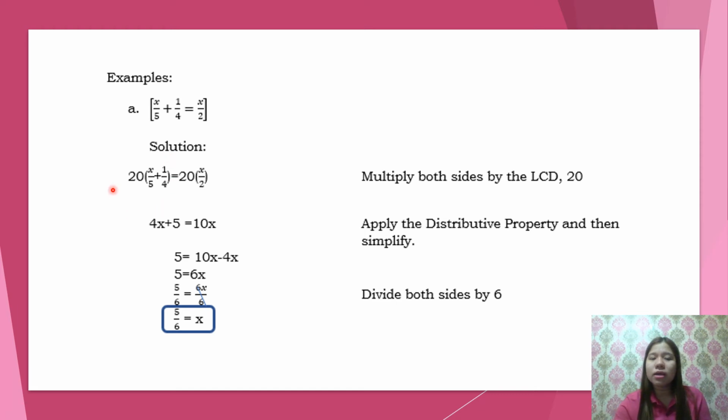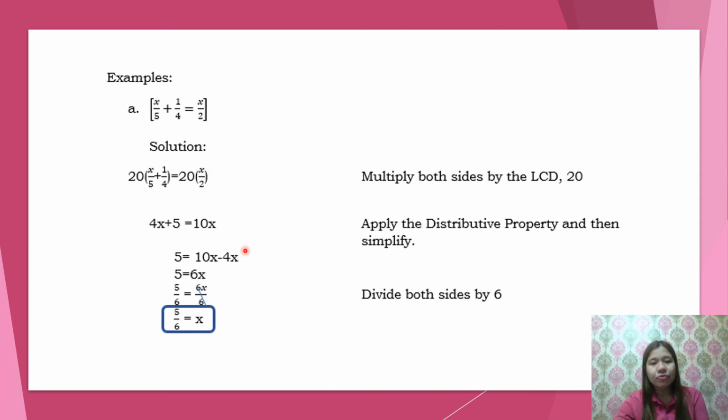Then multiply both sides by 20. So we have 20 over 5 is 4 times x, we have 4x. 20 divided by 4 is 5 times 1 is 5. This is cancelled already because it was divided. And this one, 20 divided by 2 is 10 times x, 10x. So here it is, 4x plus 5 is equal to 10x. So apply the distributive property and then simplify.